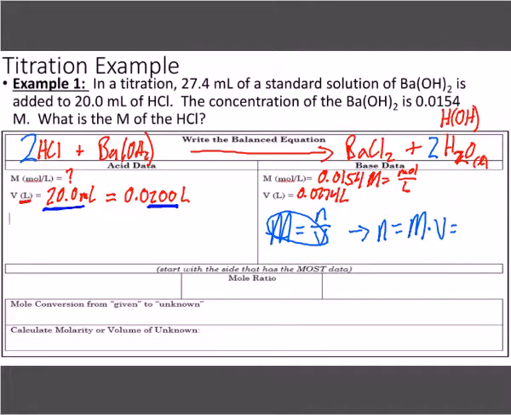So what's my molarity here? Well, I'm going to write it down here where I got a little bit more space. 0.0154 moles per liter times, this is why we have to have our volume in liters, because we're multiplying by molarity. It's going to be 0.0274 liters. Liters are going to cancel out. Do that math, guys, to show me how many moles of my base I have.